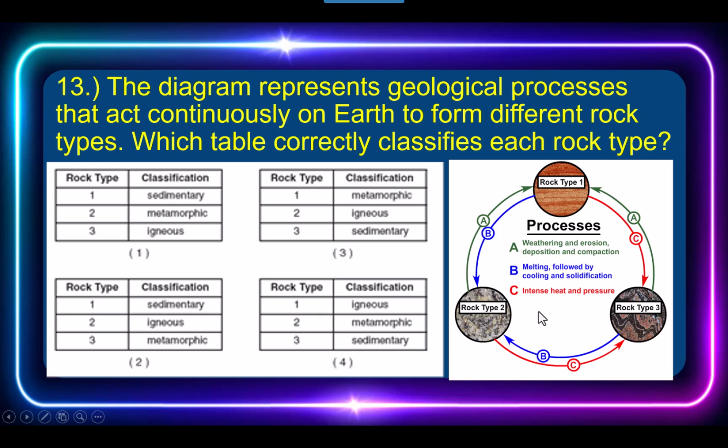Rock type 3 undergoes intense heat and pressure to form. So in order for rock type 3 to form, it has to have intense heat and pressure. So which of these four tables correctly classifies each rock type? Is it table 1, table 2, table 3, or table 4? Go ahead and lock in your answers.